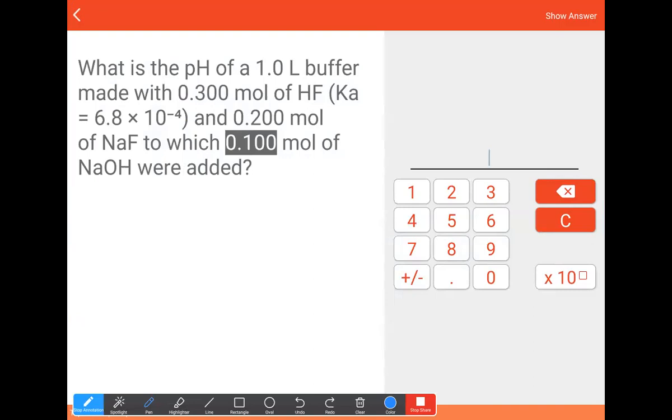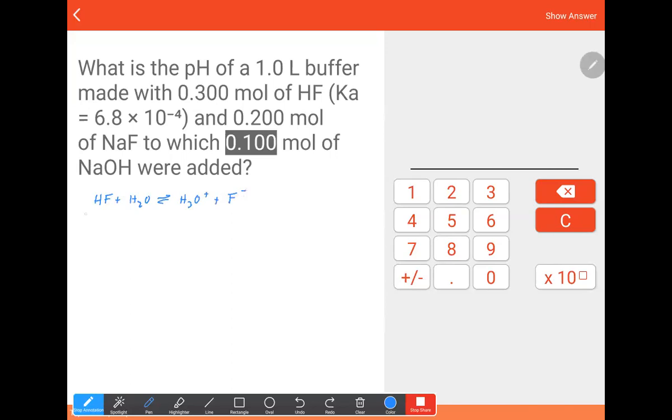All right, in this problem, we have an established buffer, 0.3 moles. This is a 1 liter, so we read it as 0.3 molar HF and 0.2 molar of our common ion, NaF or F minus. So it starts out with this. We have HF that would be reacting with water to form H3O plus and F minus.